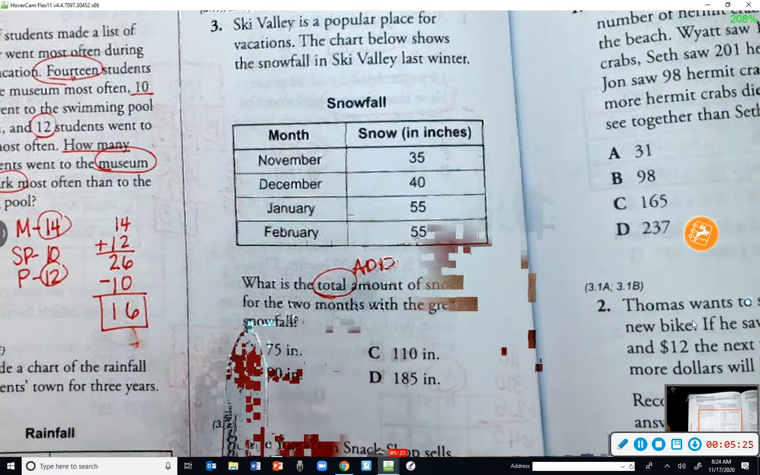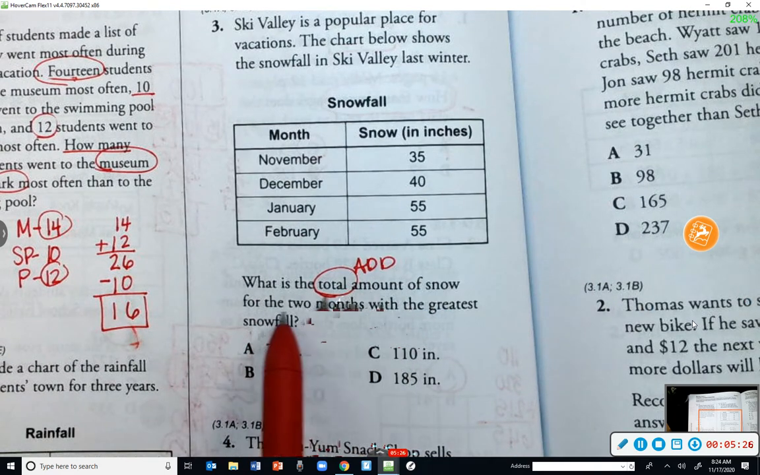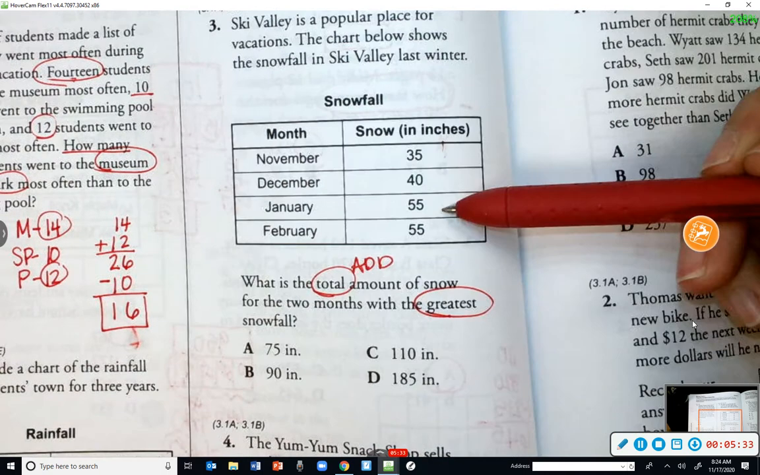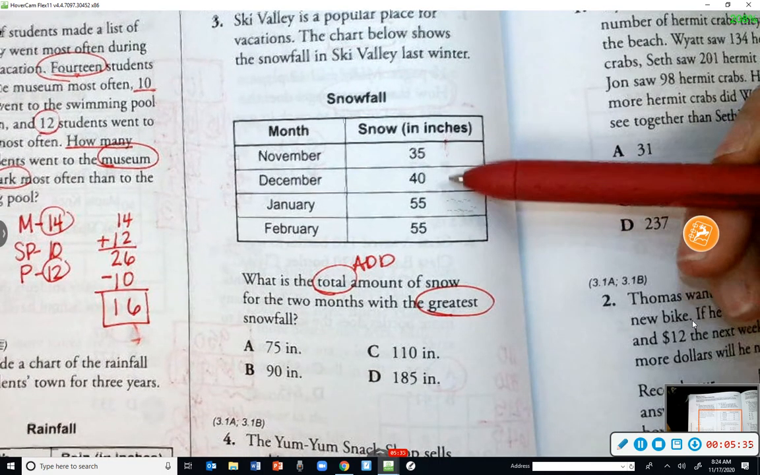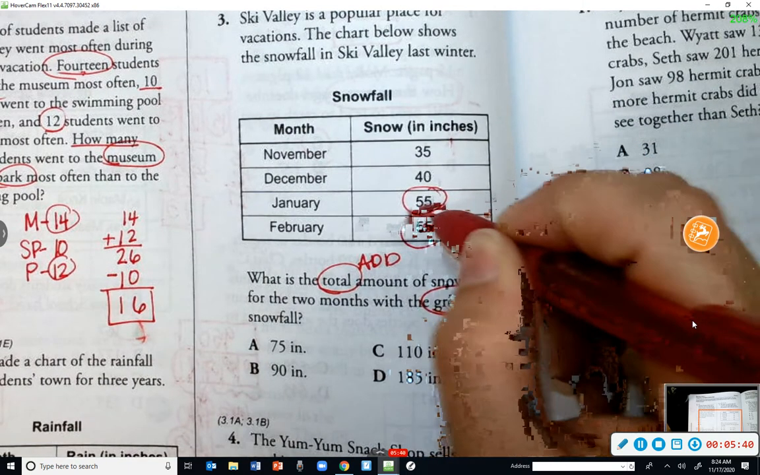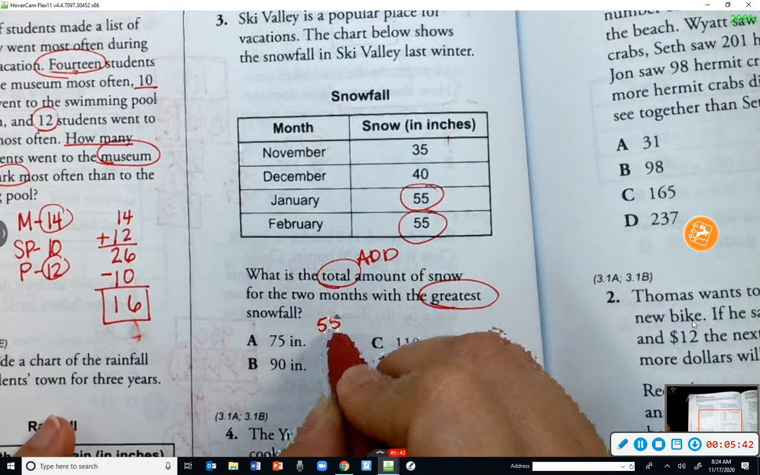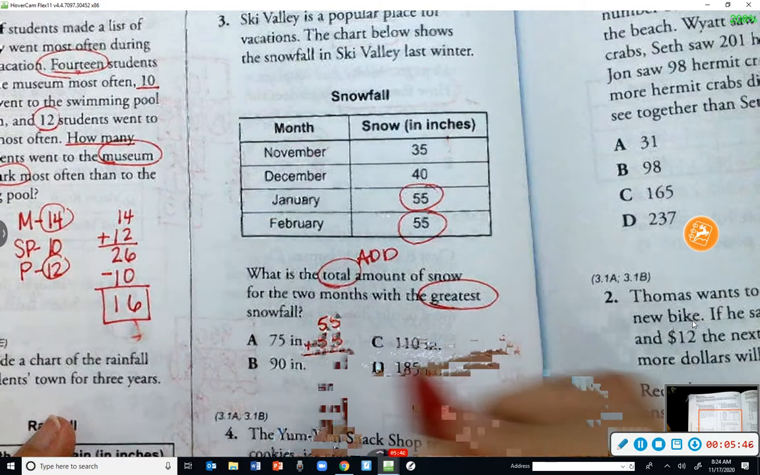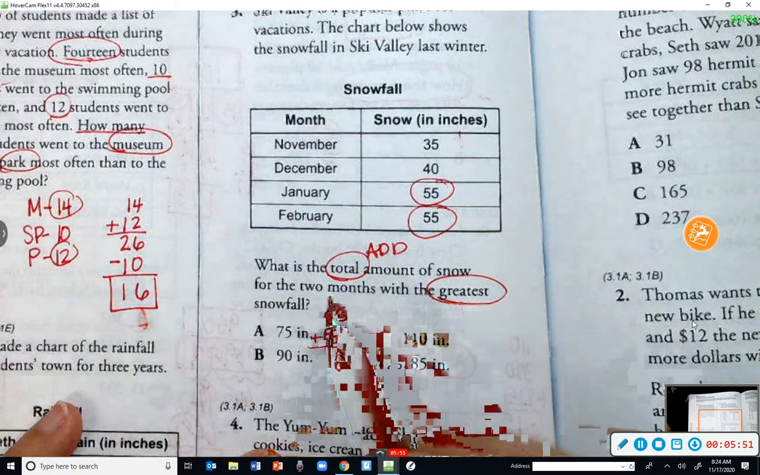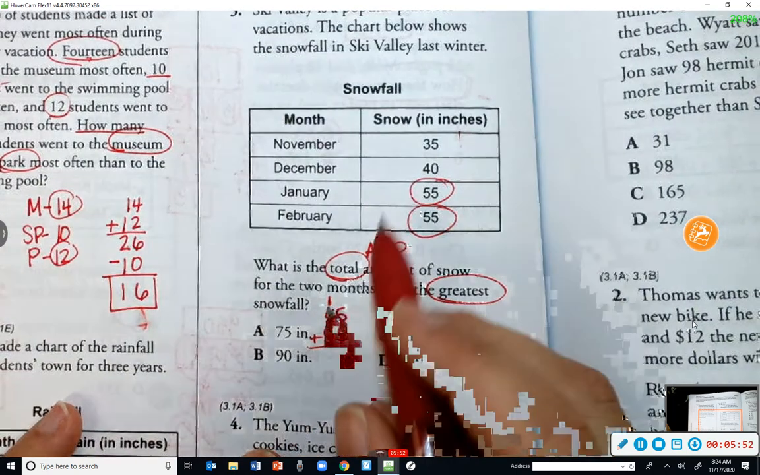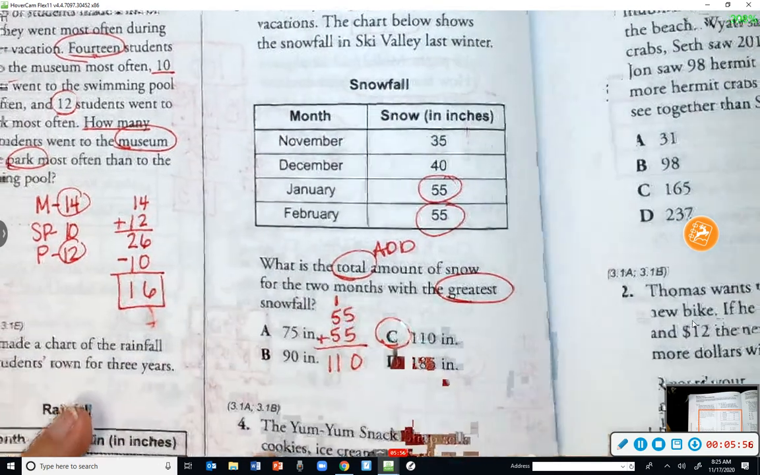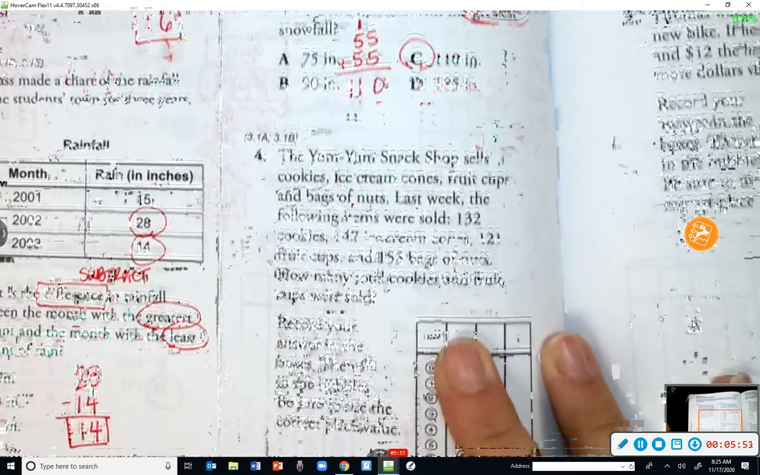What is the total amount of snow for the 2 months with the greatest snowfall? So I go up here, and we needed to find the 2 with the greatest, which would have been what? January and February. Good. 55, 55. We add those up. What's 5 plus 5? 10. Make sure you carry the 1. 5 plus 5 is 10, plus the 1 we carried is 11. C is the answer. Very good.